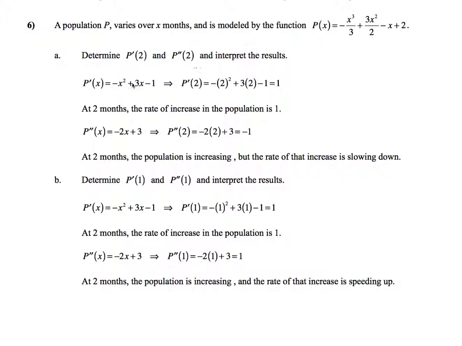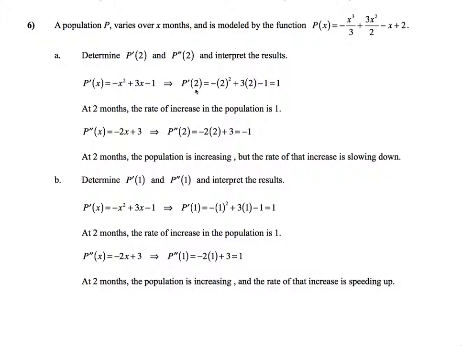Well, the first derivative of this population P of x is negative x squared plus 3x minus 1. So bring the 3 around front, that cancels with the 3 in the denominator. Subtract 1 from 3, you get 2. 2 around front cancels with the 2 in the denominator, and so we have 3x as this term, and the coefficient of this term is just negative 1. So our derivative is, as I said, negative x squared plus 3x minus 1.